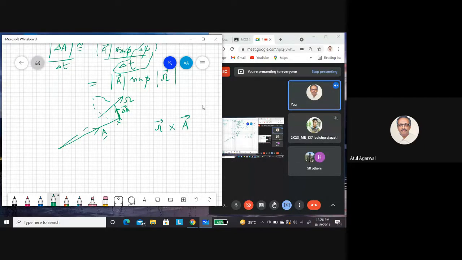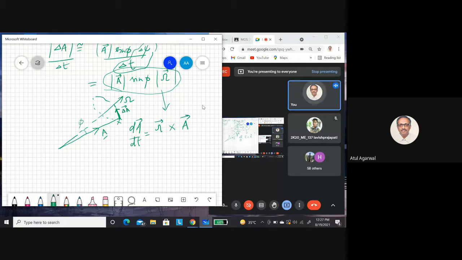You had gone from omega towards A. You see, you are going clockwise, and you will point towards the direction of delta A. And you see this magnitude. This is nothing but magnitude of omega cross A: magnitude of omega, magnitude of A into the angle between the two vectors. This we had said was the angle between vector A and omega. So your dA by dt is equal to omega cross A. Is it okay?